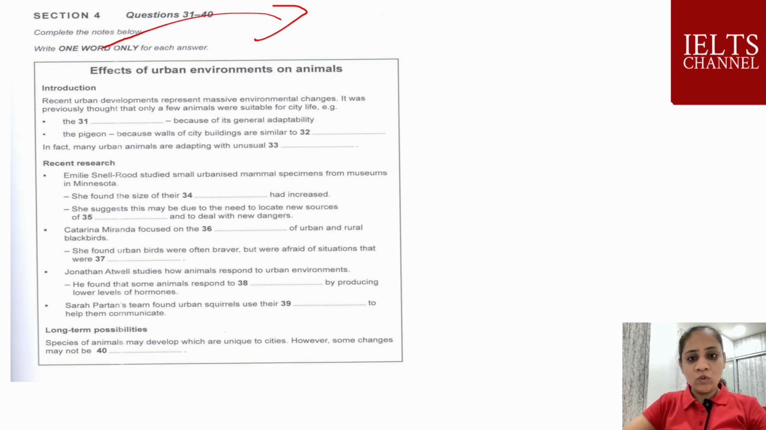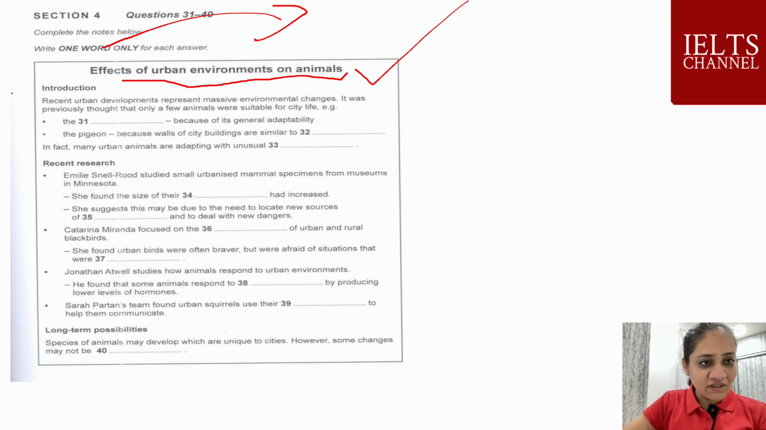That means there is only one speaker who is going to talk about only one topic that is related to an academic topic. Over here they are talking about effects of urban environments on animals. So this is the topic name. Let's see the introduction first. Introduction.